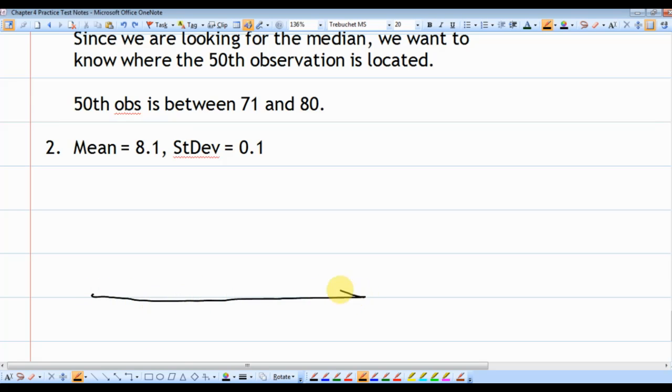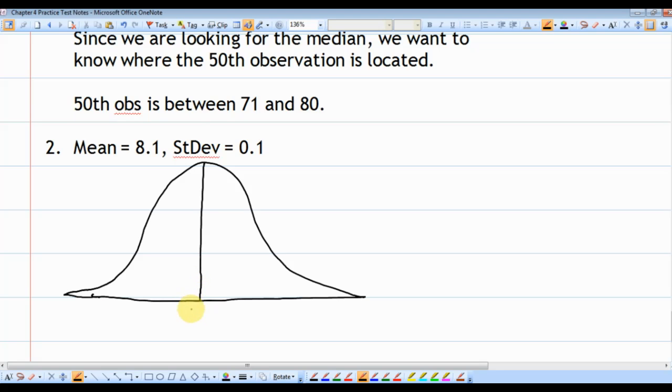8.1 would be in the middle. It's between minus 2 and minus 3, plus 2 and plus 3. 8.1 would be in the middle, and that would have a z-score of 0. Standard deviation 0.1, so 8.1 minus 0.1 is 8 even. That carries a z-score of negative 1. 8.1 plus 0.1 is 8.2. That has a z-score of plus 1.